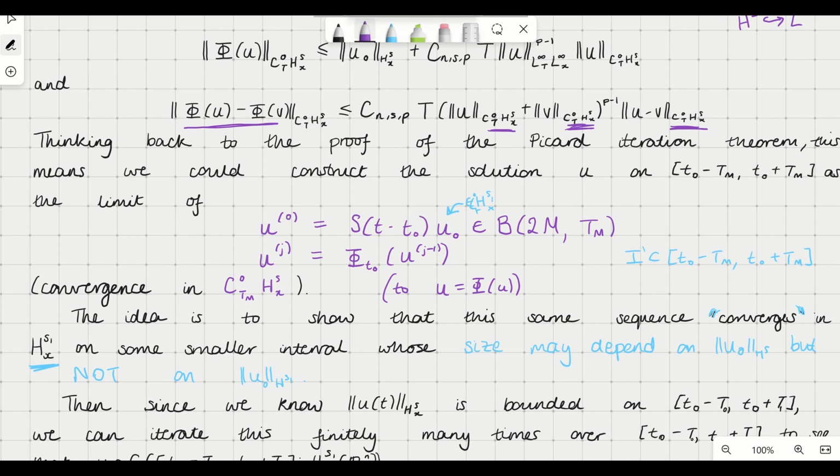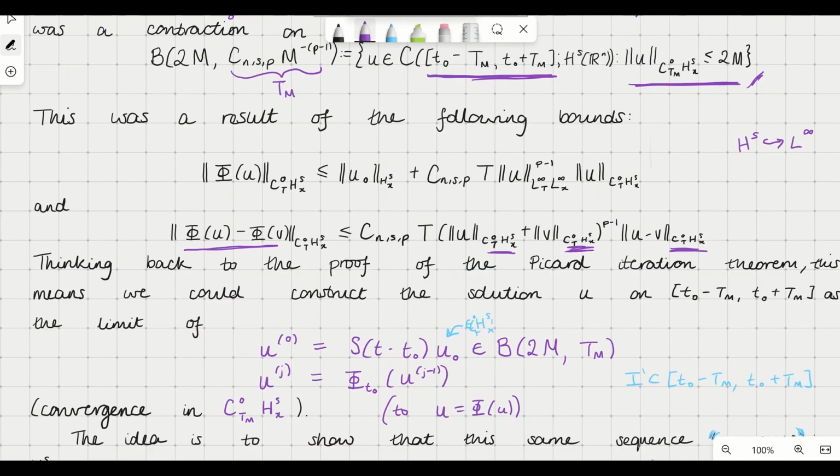Maybe just to be clear, when I say that the sequence converges in HS1, I really mean that we'll be able to show that the solution lies in HS1 on this extra, smaller interval whose size depends only on the HS norm of U0, not the HS1 norm. So why is this good enough? Why is that all we want?